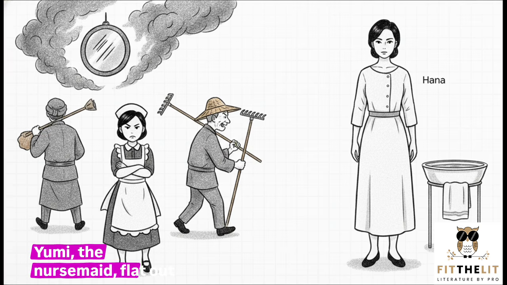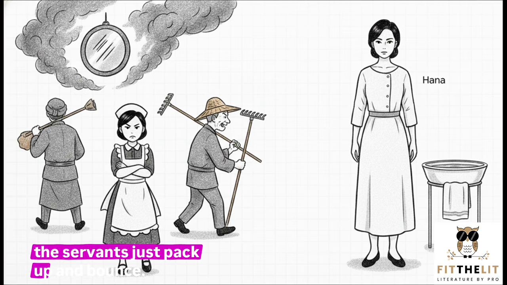Yumi, the nursemaid, flat out refuses to wash the white man. The old gardener who used to work for Sadao's father openly criticizes his master. Ultimately, as the days drag on and the danger of hiding an enemy grows, the servants just pack up and bounce. They abandon the household in fear, leaving Hana to manage literally everything on her own. Obviously, this intense isolation and the constant threat of discovery cannot last forever.